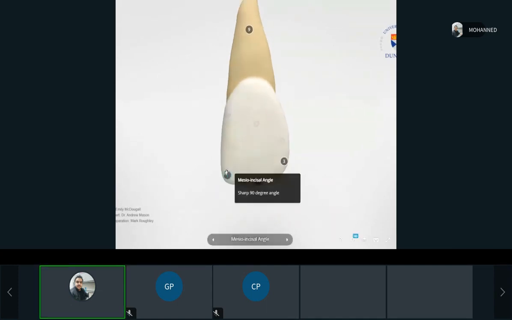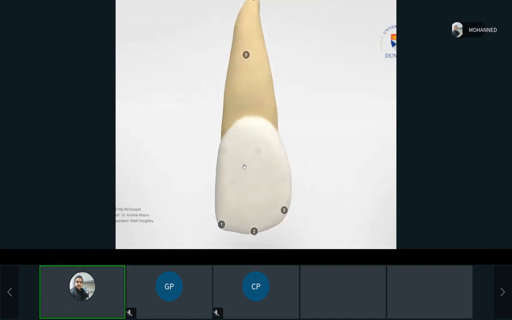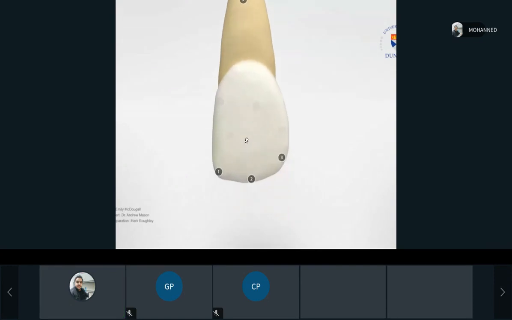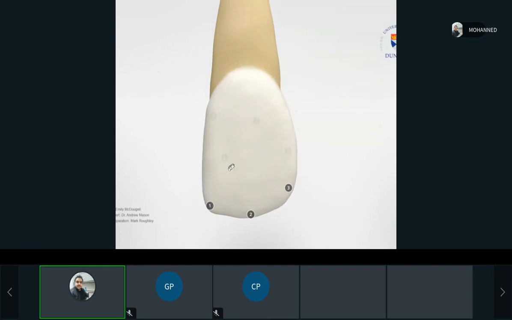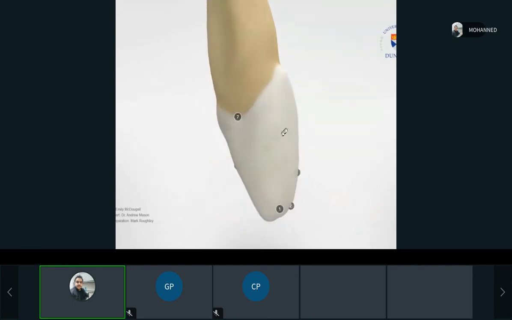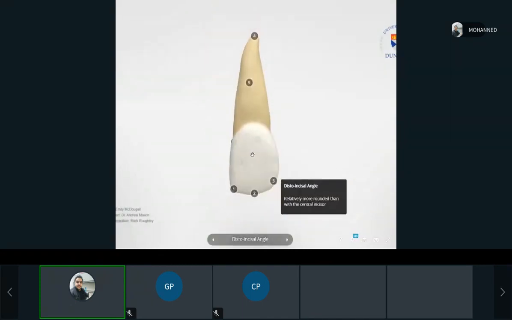Although when you click on here, it says sharp 90 degrees, but the book that we're using says again, it's more rounded. And again, compared to the central, it is rounded, as you can see. So it's rounded mesially and rounded distally, but it's still more rounded distally than mesially. Same things, but less prominent on the facial side. We don't see as much of the developmental lines as we see them on the central incisor.